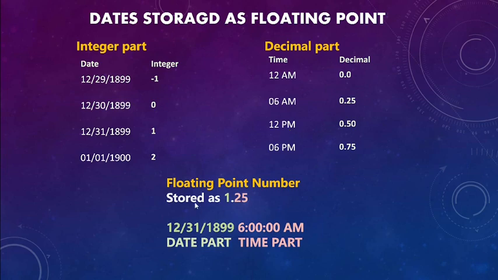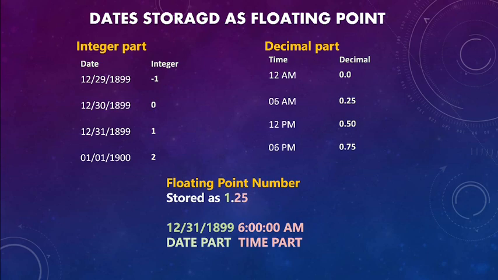If you look at the example value 1.25 as a date, then 1 represents 31st December 1899 as the date, and 0.25 represents the time as 6 am in the morning. Hope you understood how dates are stored in the tabular model in a simple way.